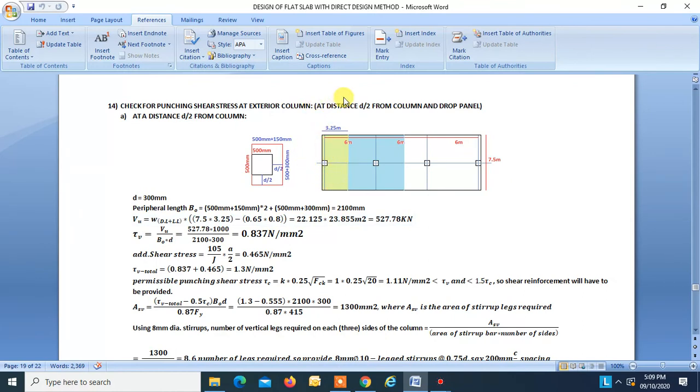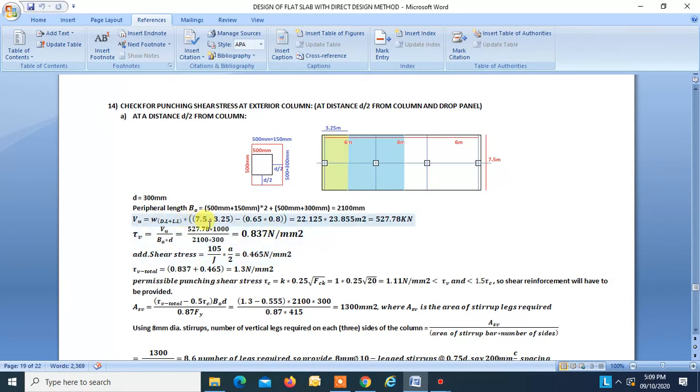A distance d by 2 from column. 500 by 500 is a column, and over here this falls in the drop panel. So the effective depth D is 300, D by 2 is 150. This is 500 plus 150, this is 500 plus 300, and this is 500 by 150. So D is equal to 300, periphery is equal to 2100. Again, VU, this area minus this area into W gives VU 527.78. Tau V is found to be 0.837.